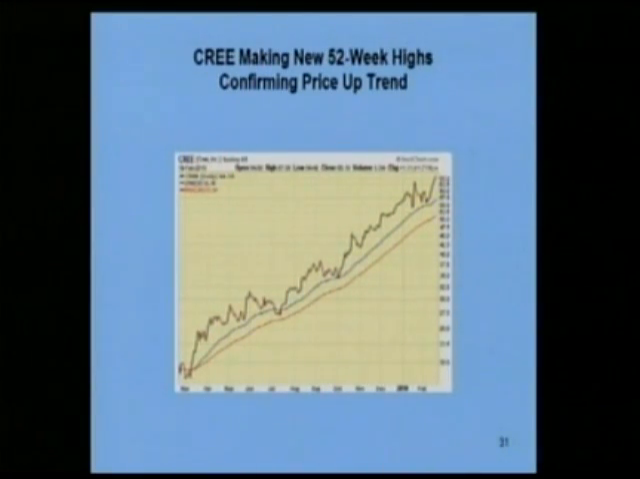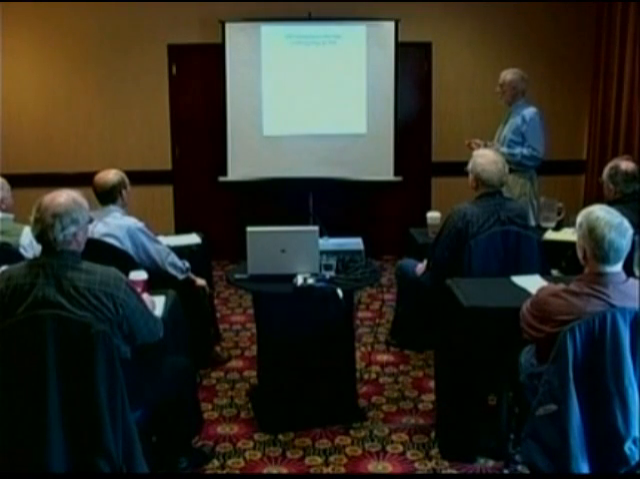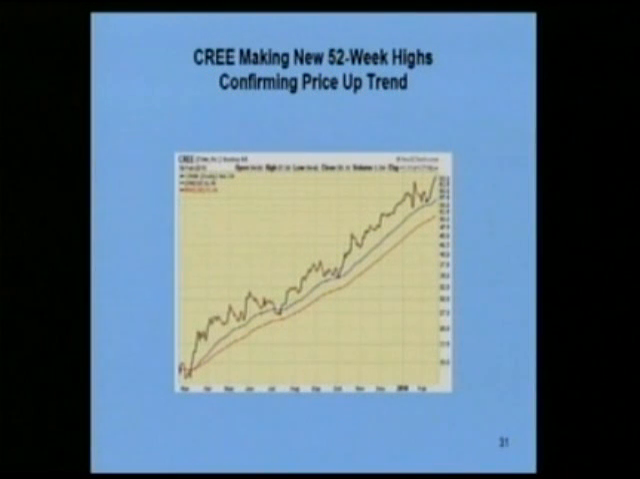And here's another example of CRE. Now, each one of these is a 52-week high. So you can see that it's been making a series of 52-week highs. So the 52-week high indicator just confirms the price uptrend. It allows you to narrow the list down a little further. And when used in conjunction with the other confirmation indicators, helps you select your stocks.